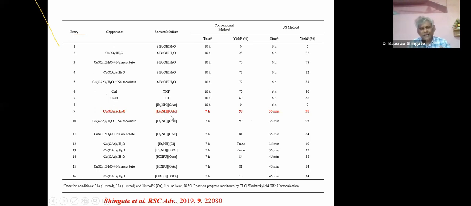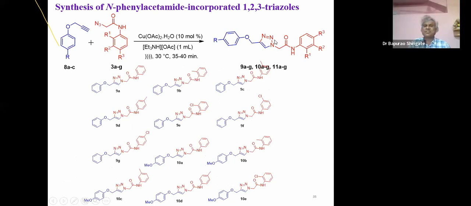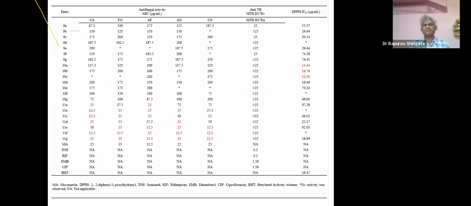ionic liquid, just changing the solvent over here. And after optimization of the reaction conditions, we have synthesized these amide based 1,4-disubstituted 1,2,3 triazoles, and these are the structures of all the triazoles. And after synthesizing, we have characterized them very well by means of spectroscopic techniques and screened for their antifungal, anti-tubercular as well as antioxidant activity.